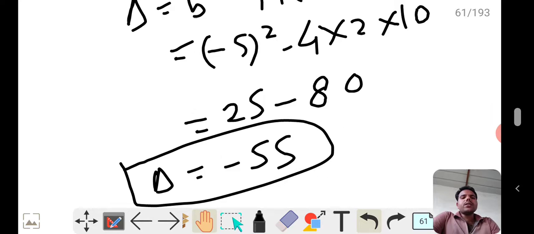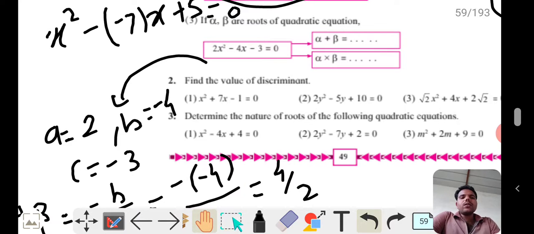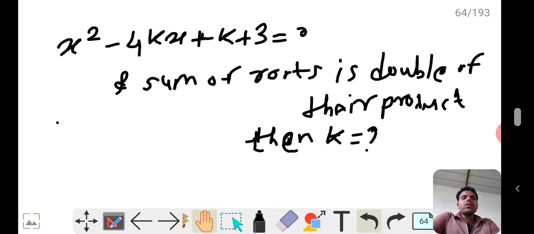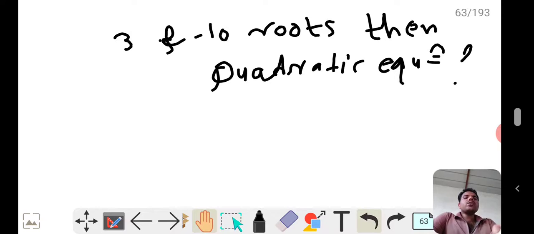Okay, so let's see the next example. The next example is to form the quadratic equation from the roots given below. Here, question number 4, we are going to see the second example: 3 and minus 10 are the roots. Then we have to obtain the quadratic equation. So we have 3 and minus 10 as the roots of the quadratic equation. We know the formula for writing the quadratic equation, so write down the formula.